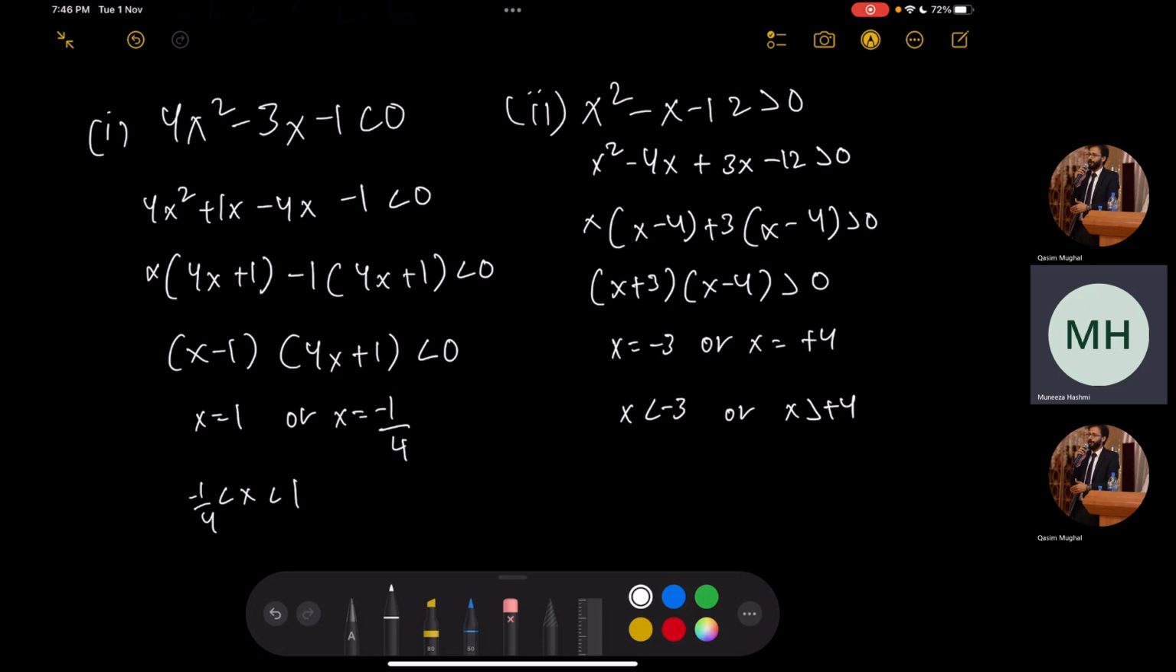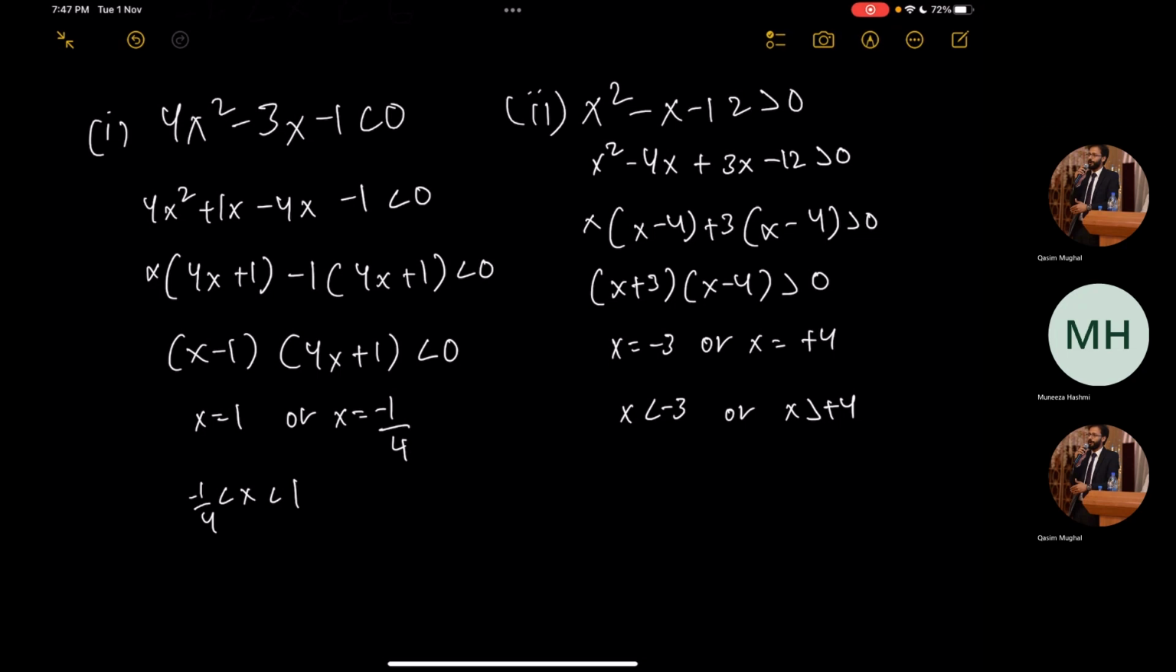And then, sir. Right, so the first one was a case of less than, so it's between the two roots. The next one was a case of greater than, so it's less than the smaller number and more than the larger number. Great. So you should be able to memorize this, okay? Whenever you come across a question where the coefficient of x squared is negative, you multiply it by negative 1 and make sure you reverse the inequality as well, okay?